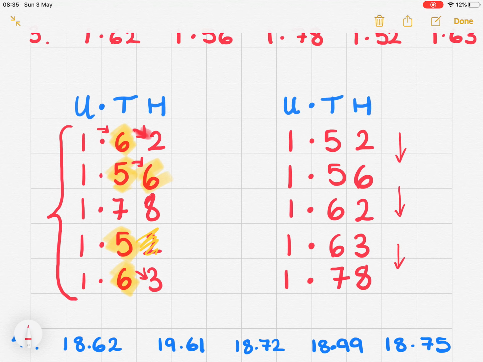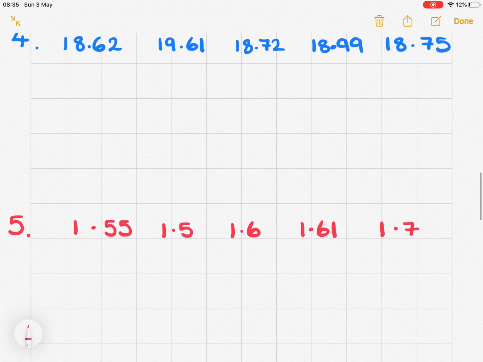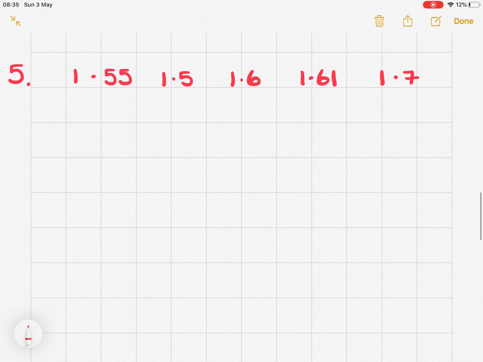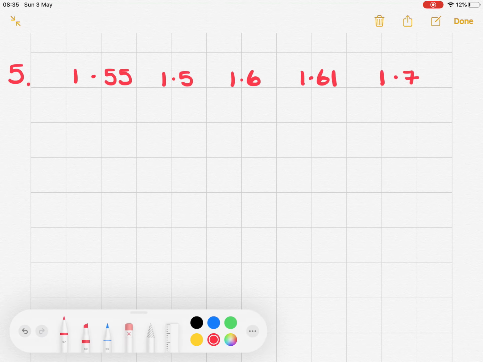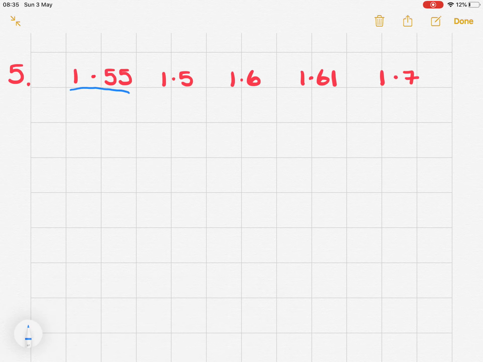Okay, I'm going to skip this question. What I'm going to do is go to question 5 here, and we're just going to have a wee talk about how this one works. Okay, because as you'll notice in the questions, this is 1.55, so has 2 decimal places, but this one has 1 decimal place. So we need to think about that when we are looking at the values and what that means.